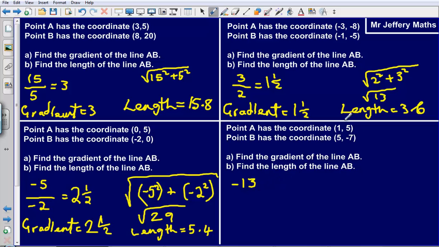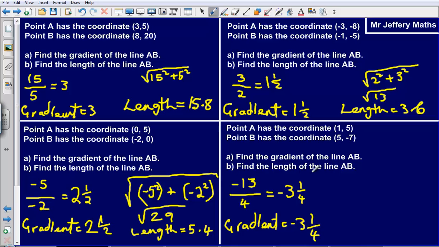And how long is it taking us to do this? How far along the x-axis are we moving when we're changing by this much on the y-axis? And that is going to be 4. And so I've got minus 13 over 4, which is exactly the same as minus 3 1/4. So my gradient here is going to be negative 3 1/4.